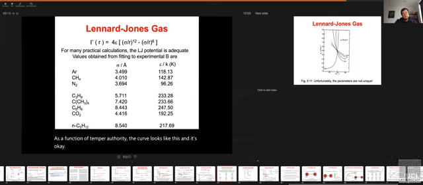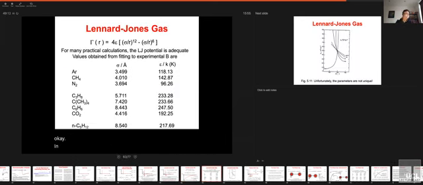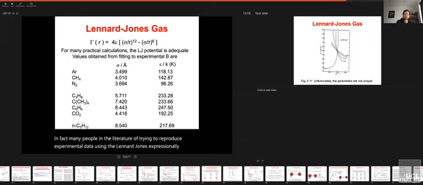In fact, many people in the literature have tried to reproduce experimental data using the Lennard-Jones expression, doing exactly this. They took the second Virial coefficient from experiments, and they changed the parameters sigma and epsilon until they were able to find a good representation of reality. So in this table here that I took from the Prausnitz book, you get the values for the sigma and the epsilon that are able to reproduce argon, carbon dioxide, and other molecules. So using these values, you are able to find values for the densities of this system that are able to reproduce the experiments.